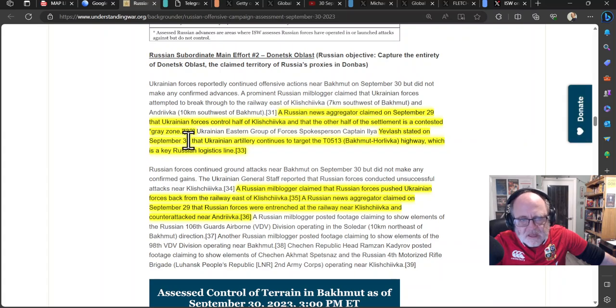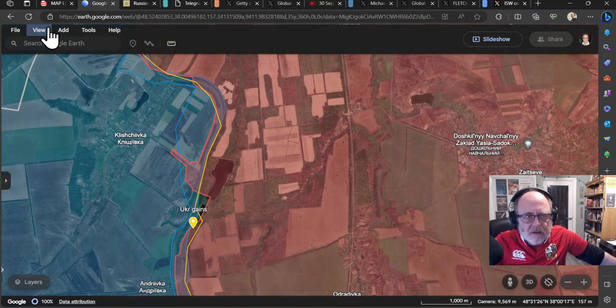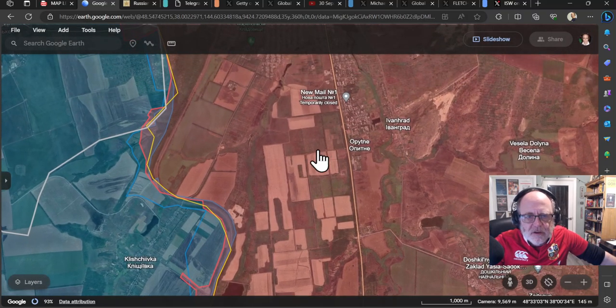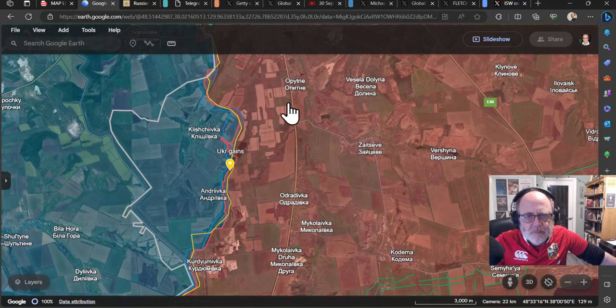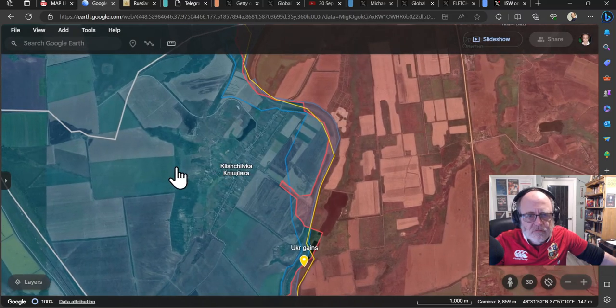Yevlash also stated yesterday that Ukrainian artillery continues to target the highway coming south from Opitny, which is a key logistics line. So we'll have a tile overlay if I can sort that out. No, okay. No, it was a layer. So there we have the road coming south from Opitny. This is the road that is being hammered by Russian artillery, by all accounts. But there are some claims that the Russians, or at least half of Klishchivka, is still a grey zone.